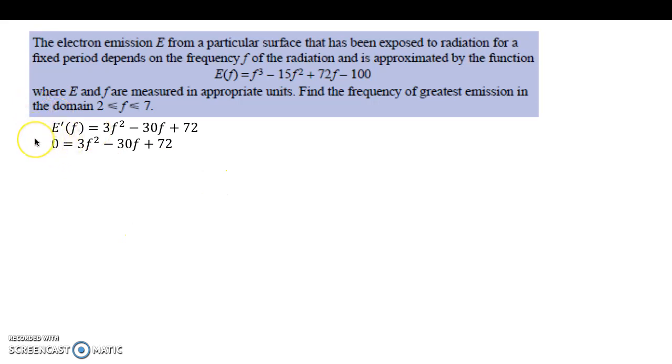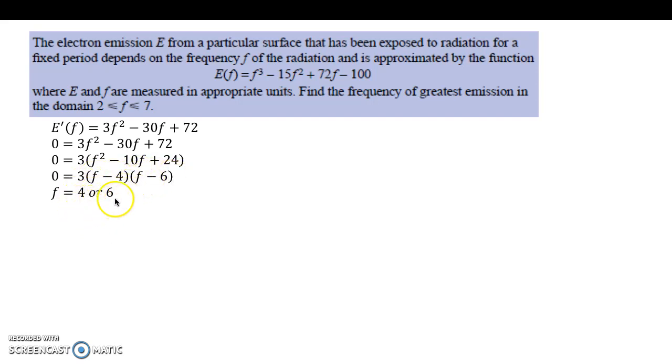So the gradient, where any minimum or maximums or inflections will occur, will be 0. In this case, we'll notice that 3 is a common factor across them, so we can factorize that out. And then we can, again, factorize the now monic quadratic. Using the null factor law, we can see that f, which is our frequency of the radiation, must be 4, because 4 minus 4 would be 0, or 6 minus 6.